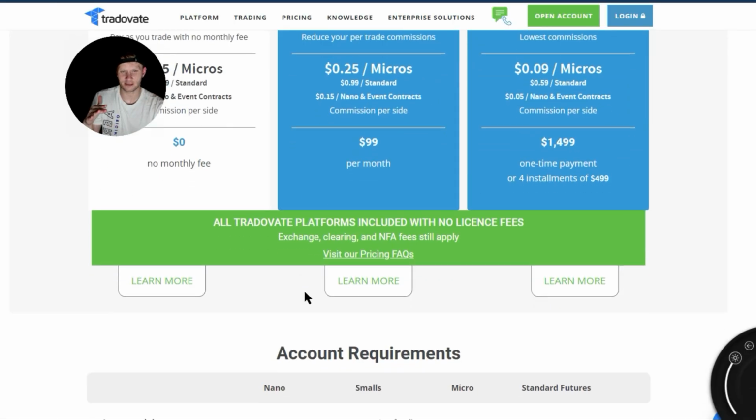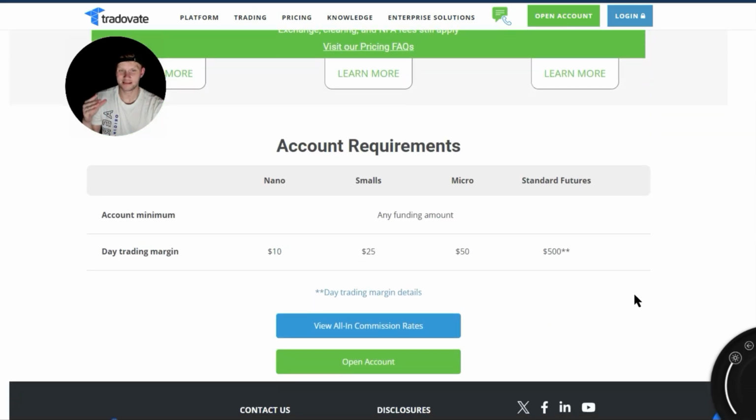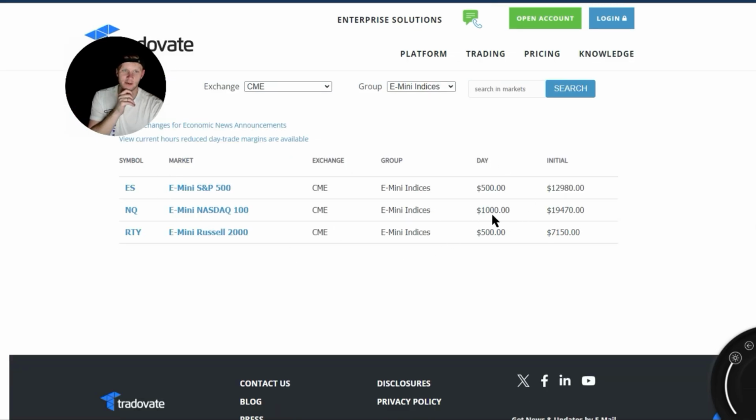So it may not sound like a lot per point, but that adds up really fast, because the futures are $50 per point. Okay, so they changed it. Account minimum, any. And then day trading margin, that'd be like your initial margin that you have to keep in your account to be able to even trade one. Then you need some money in your balance for the P&L. So here are the E-minis, right? So NASDAQ, you would need $1,000 to trade one E-mini. And then this is what they're requiring you to have in your account to hold it overnight.